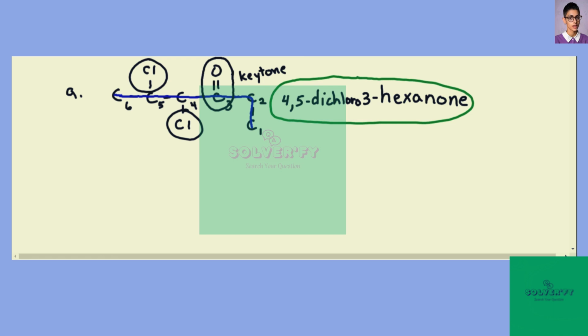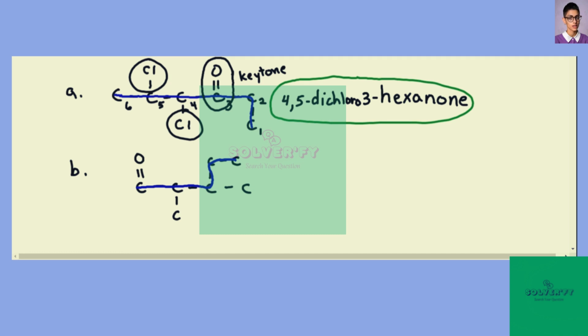All right, let's move on to letter B. Recreating letter B is going to look like this. All right, looking at this one, let's find our longest continuous chain. The longest continuous chain I can find here is 5 carbons. So that's a pentane. If it's just a hydrocarbon, it'd be a pentane.